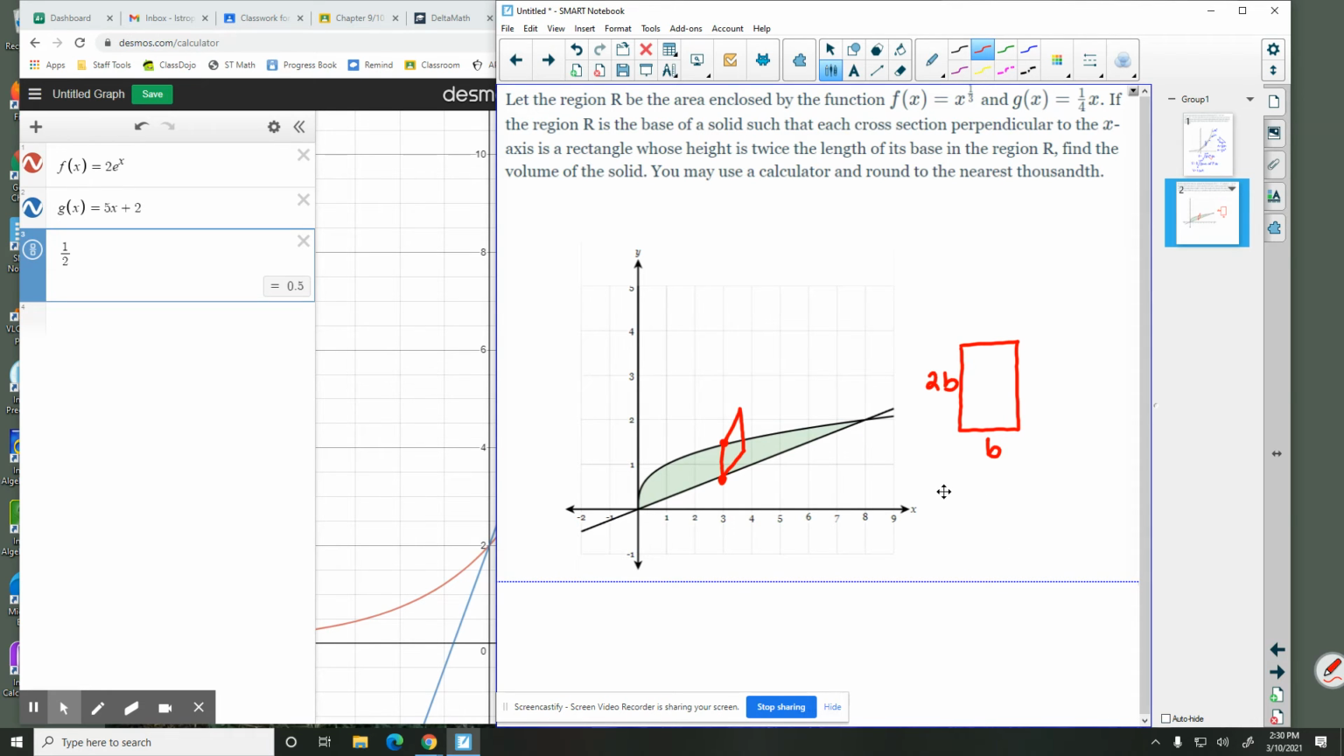Okay, next step would be to write down how you find the area of a rectangle. For this particular rectangle, it would be length times width, or 2b times b, which simplifies to 2b squared.